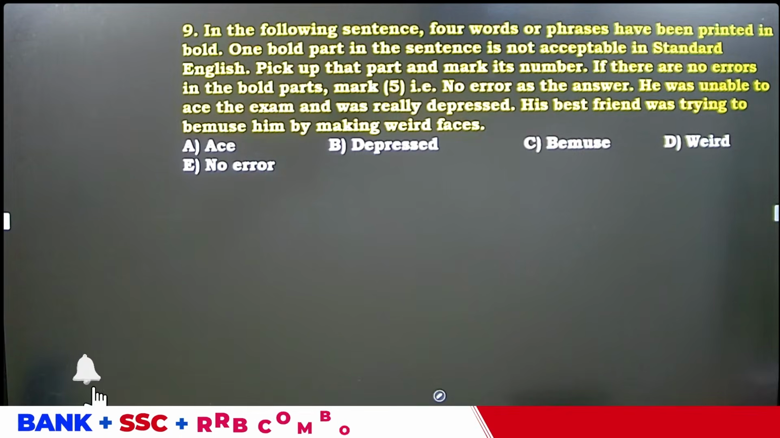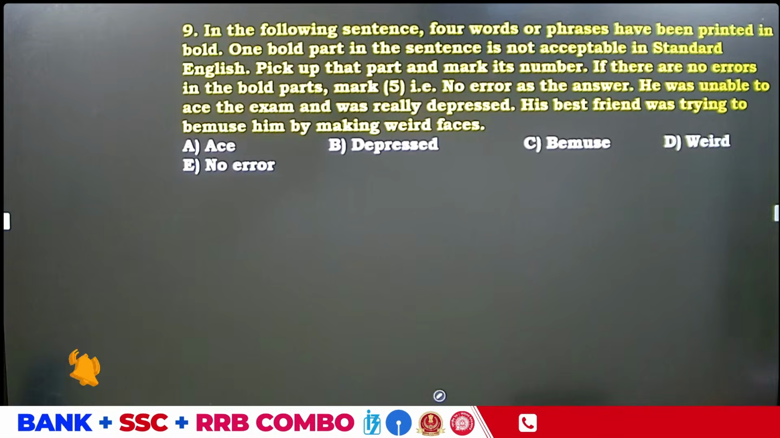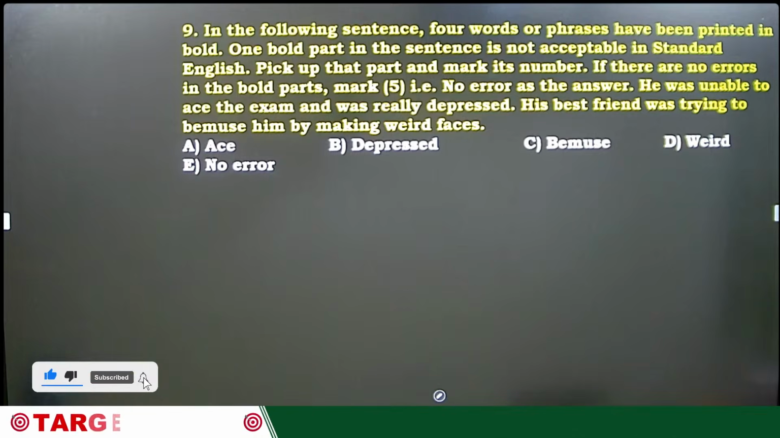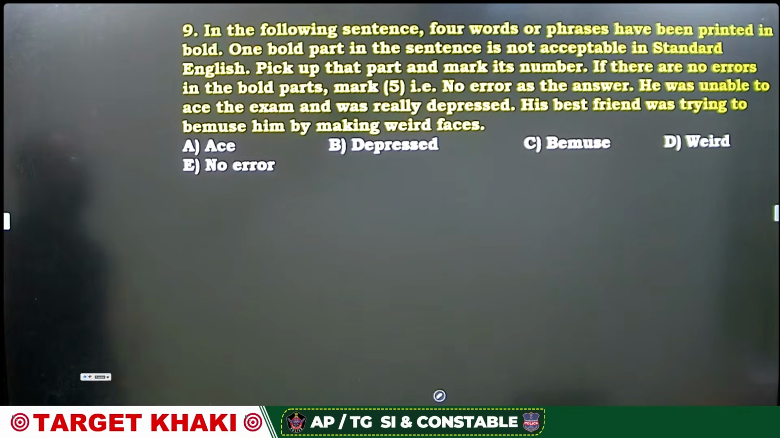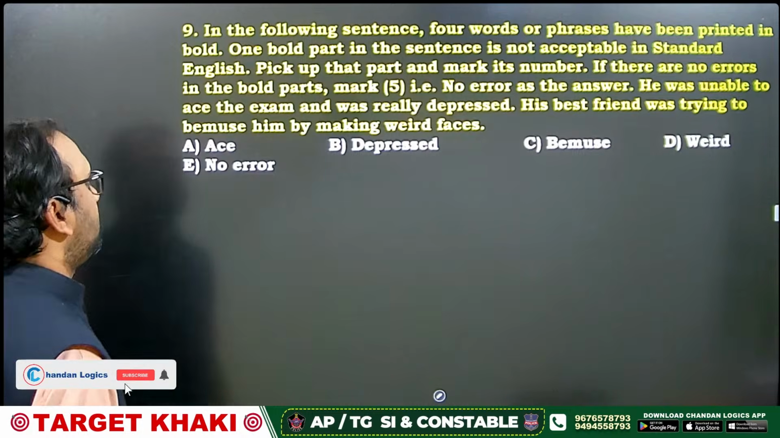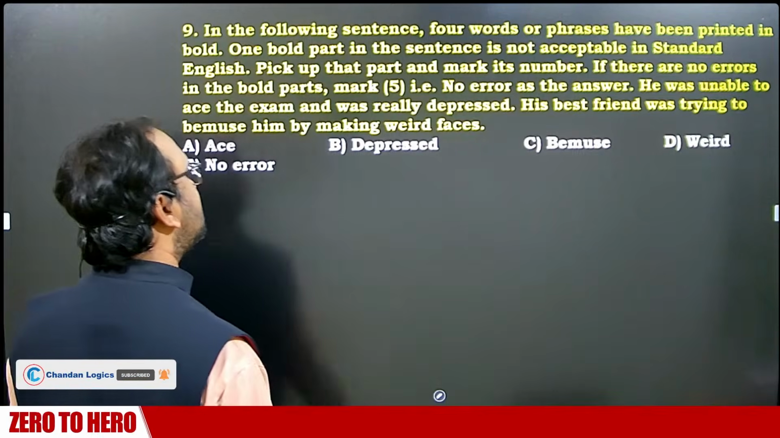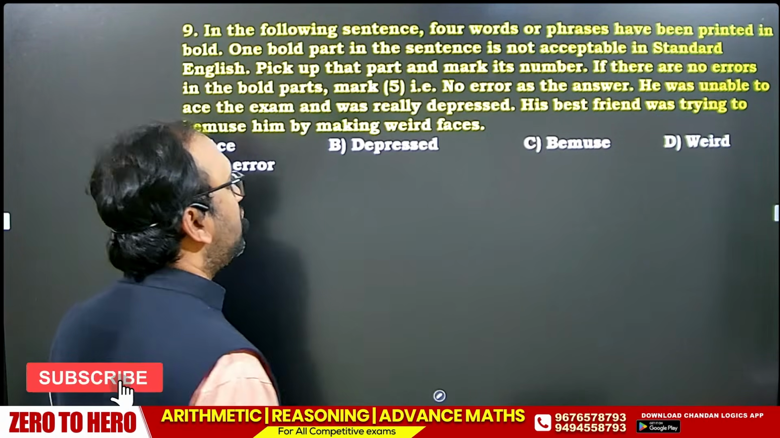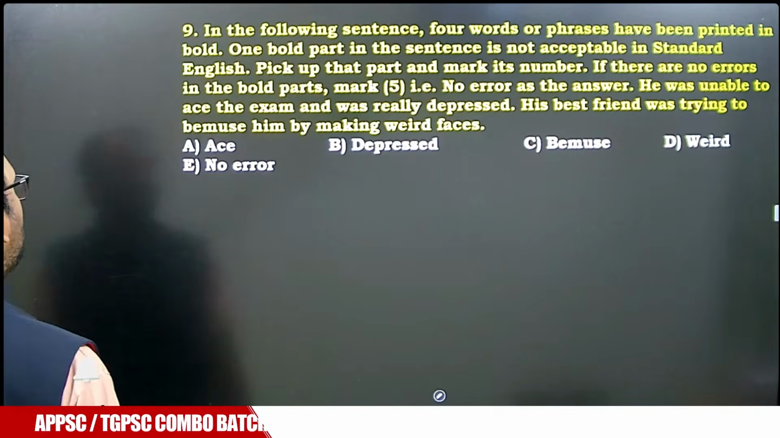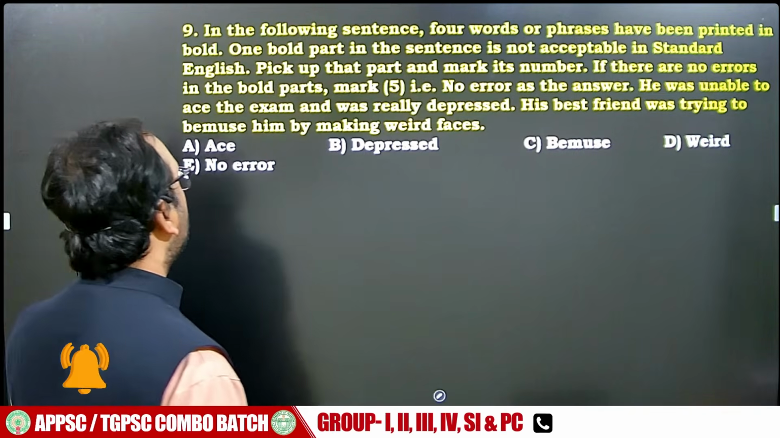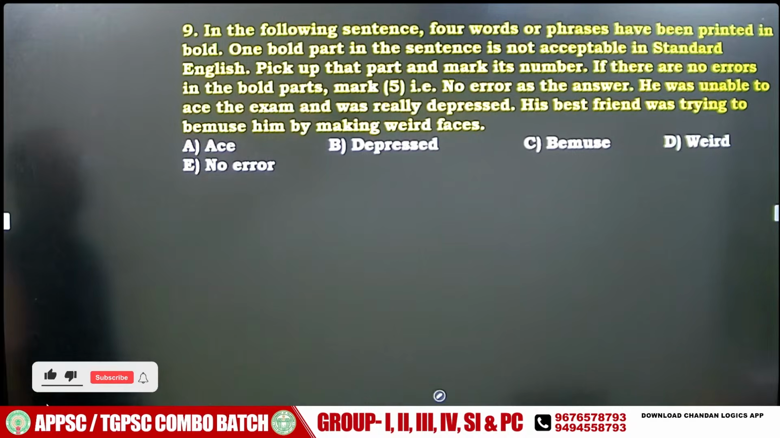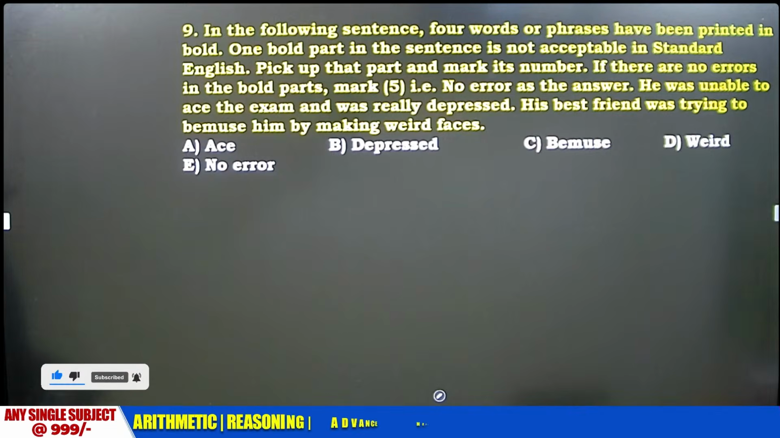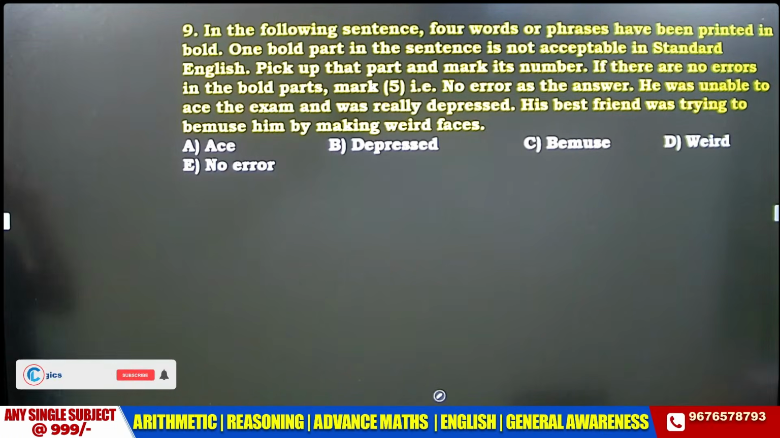Yes, my dear friends. If you are not sure, you can better read the sentence as well. He was unable to ace the exam and was really depressed. So there is a person who is sad because his career is not good. His best friend was trying to bemuse him by making weird faces. What is the problem with bemuse here?